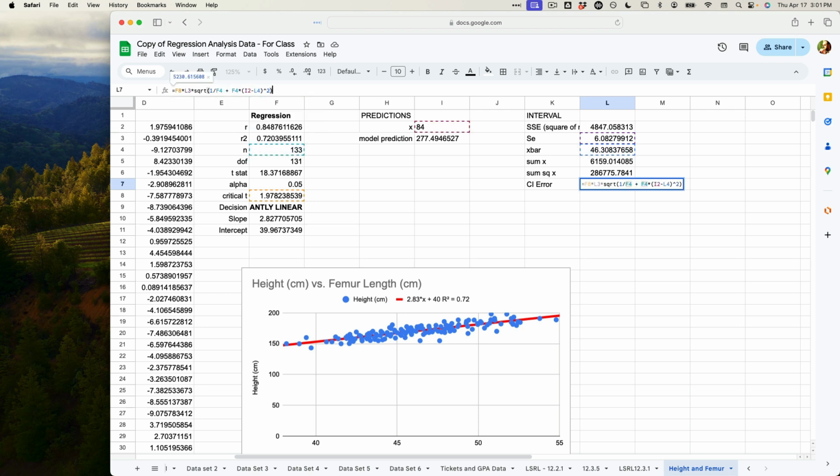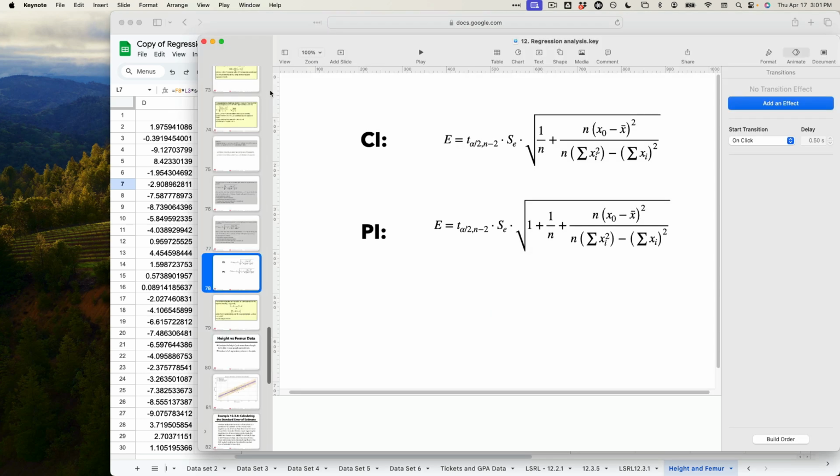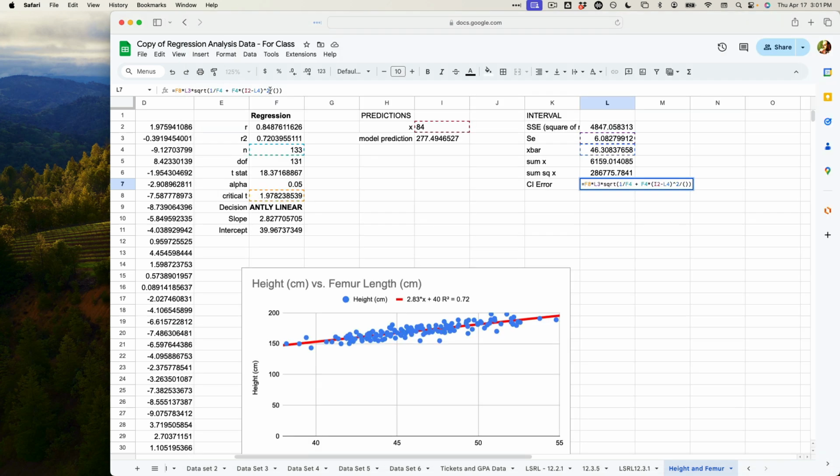There's a plus sign. And then we're going to divide this by, I'm going to open parentheses in the new denominator, and I have n times summation of the squares of x minus summation of x squared. Okay, so that's going to be n times summation of the squares of x minus summation of x all squared. And it gives me an error.